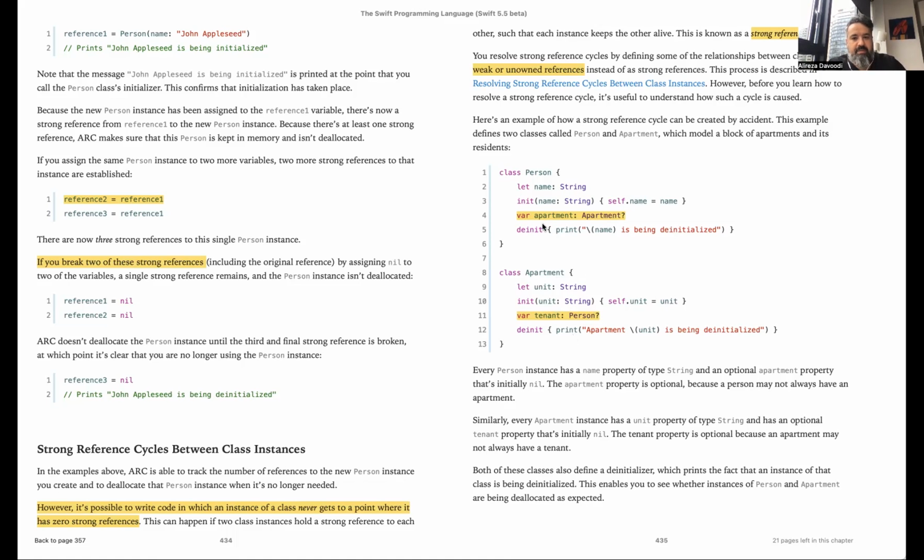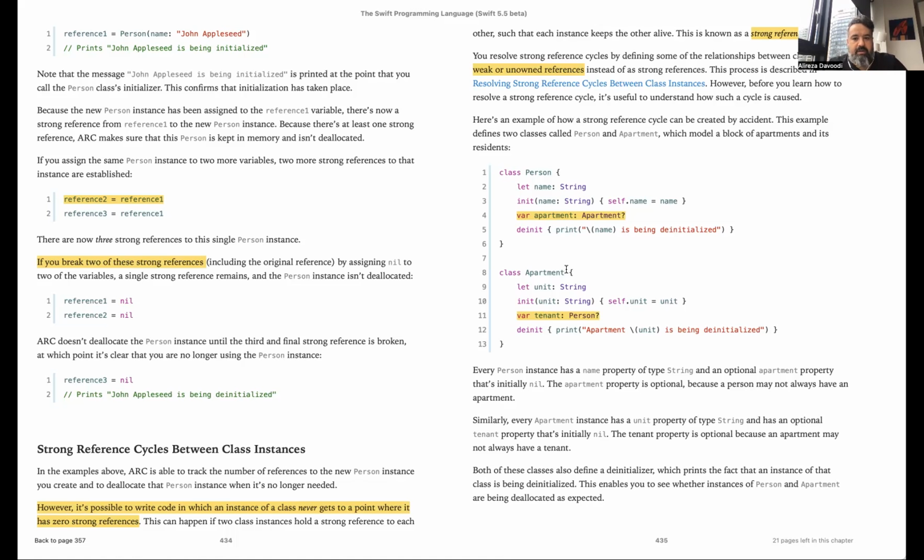Again, this is an example of two classes that are going to communicate with each other, and these two are passing a mutual reference to each other, which, as you can see, is not a good practice this way. So Person has a reference to Apartment, and Apartment has a reference to Person.